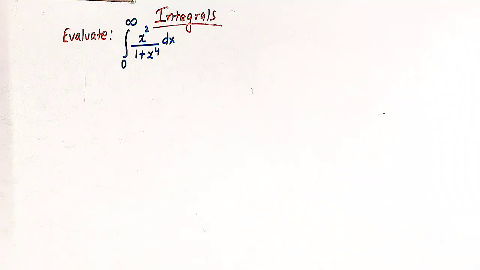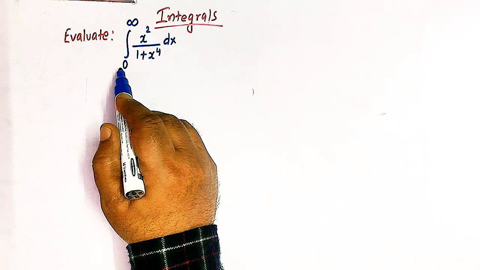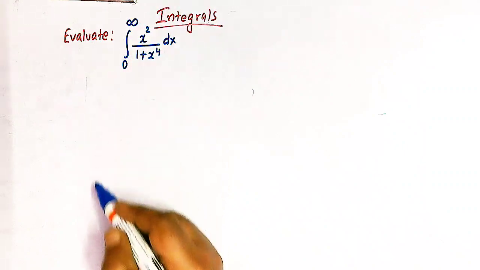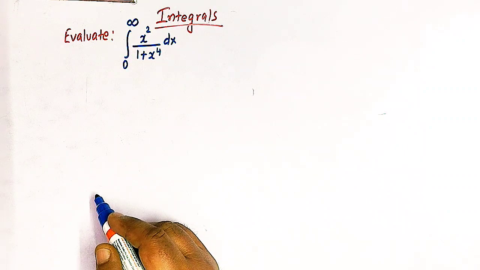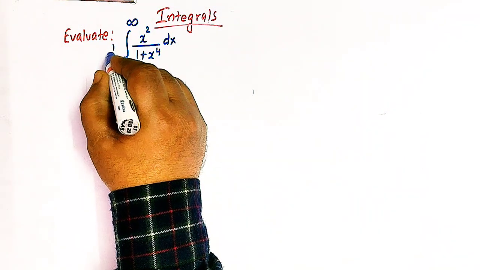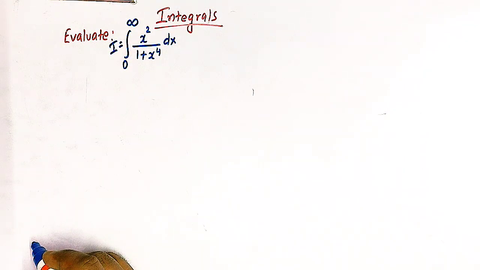Hello viewers, in today's session we are going to discuss a very important integral in which we will discuss the application of beta and gamma functions. So here we have to evaluate this integral, which is the integral from 0 to infinity of x square over 1 plus x raised to 4. So let us start. Let us first take this integral as I.